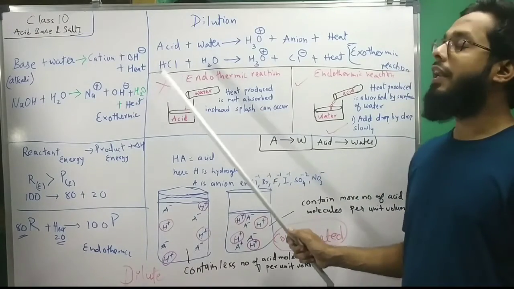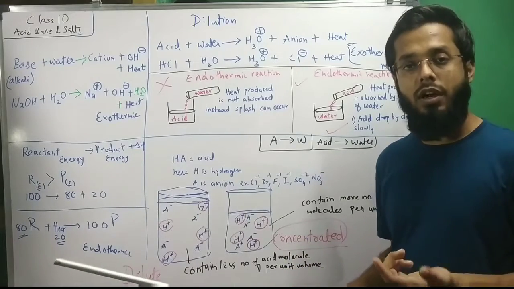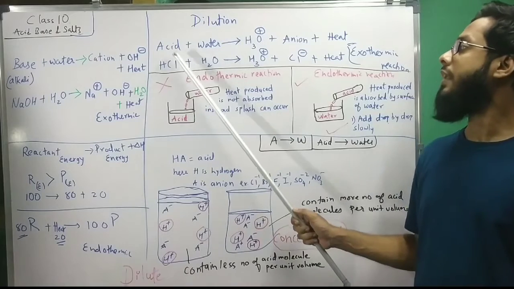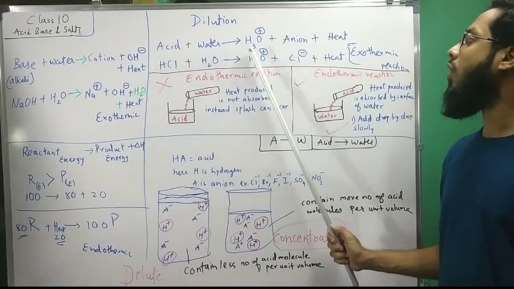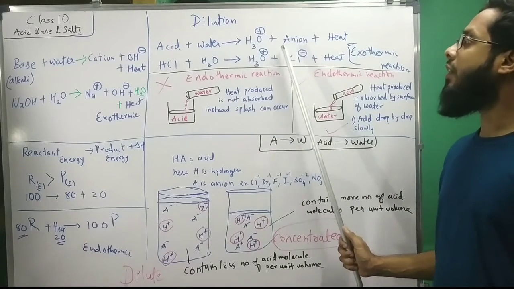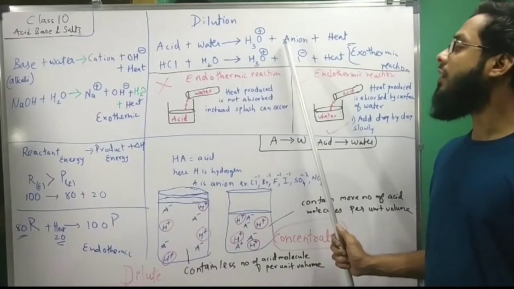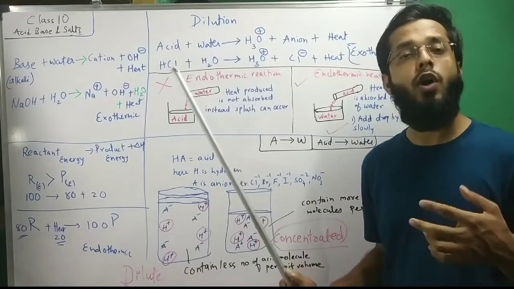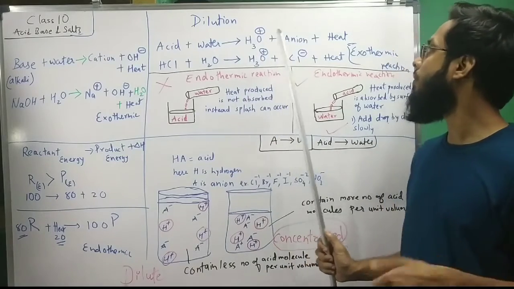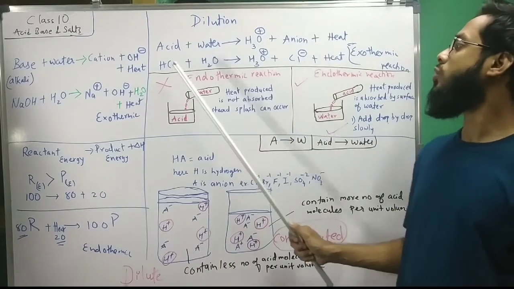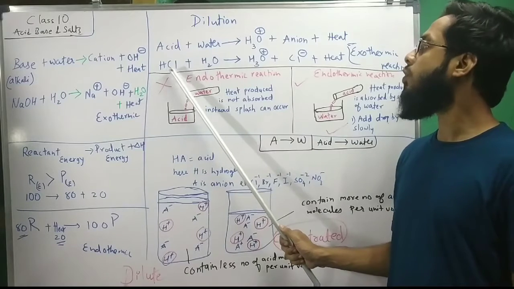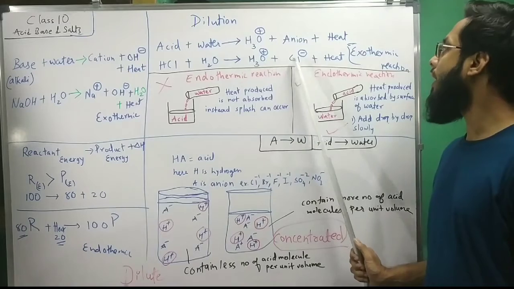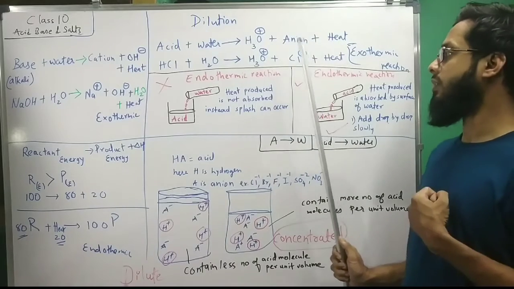Now let's understand what is advisable. Must we add acid to water or water to acid? First let's see, acid plus water will give you hydronium ion and anion. If you're taking HCl, you will get chloride ion. If you take hydrobromic acid, you will get bromide ion. If you take hydroiodic acid, you will get iodide ion, and so on. And heat is evolved. Let's take an example: hydrogen chloride gas plus water gives hydronium ion, chloride ion and heat, as it's an exothermic reaction.